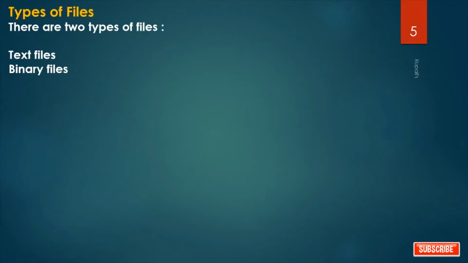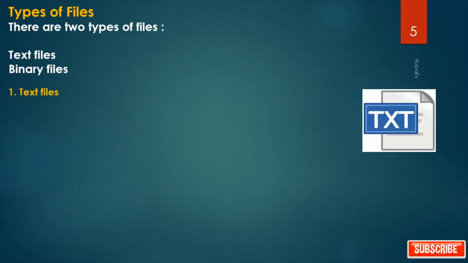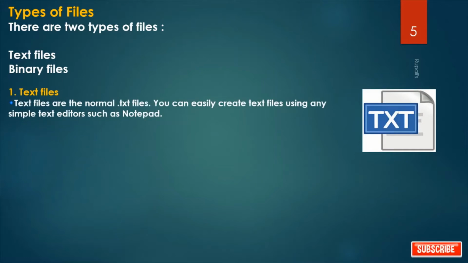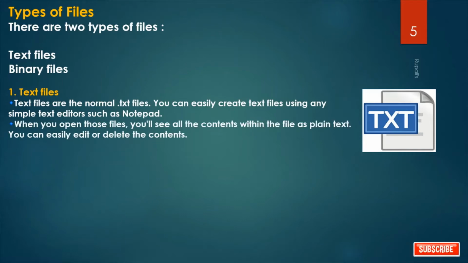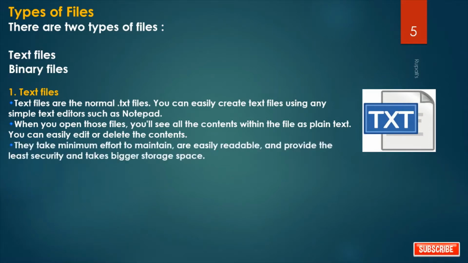There are mainly two types of files. First is text files, second is binary files. So, text files. Text files are normal .txt files. Extension is .txt. You can easily create a text file using any simple text editor like Notepad. When you open those files, you will see all the contents within the file as plain text. You can easily edit or delete the contents. They take minimum effort to maintain, are easily readable, provide the least security and take bigger storage space.